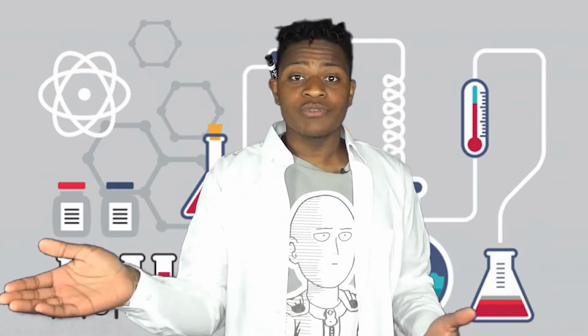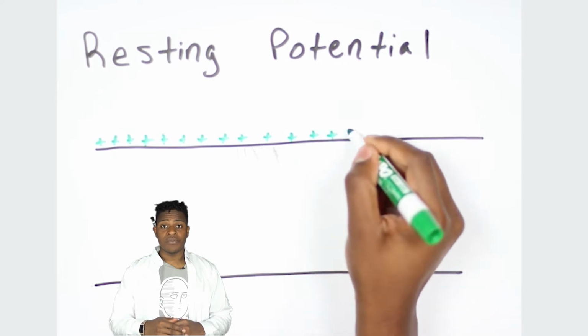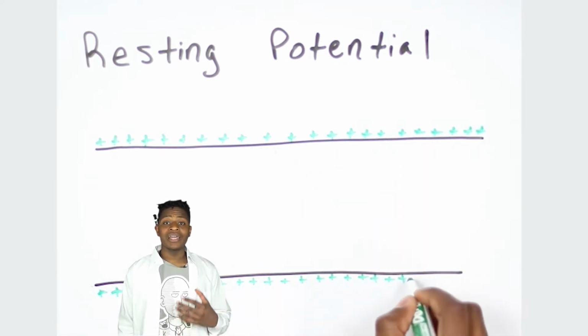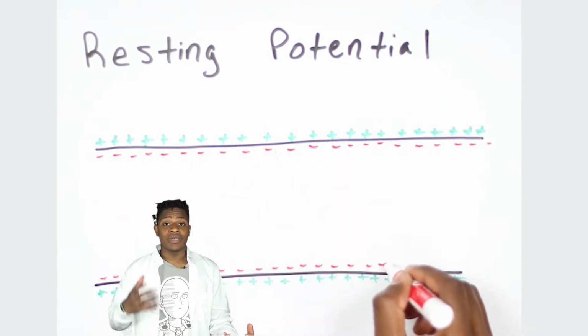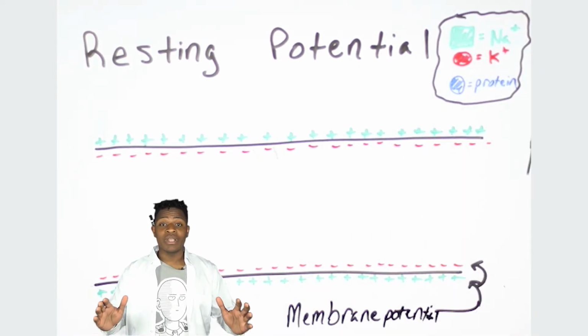So you may wonder, the action potential is when a neuron fires, but what about when it's not firing? Well, when action potential isn't occurring, the neuron is in a state called resting potential. During resting potential, the neuron is negative on the inside of the cell and positive on the outside of the cell. This difference in charges is called membrane potential.